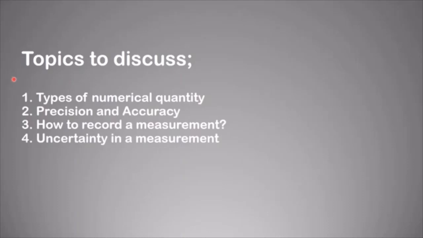In this video, I will briefly define types of numerical quantity. I will define precision and accuracy and use examples to illustrate the difference between precision and accuracy. The next topic I will discuss is determining uncertainty in a measurement, and the last topic will be rules for recording measurement.